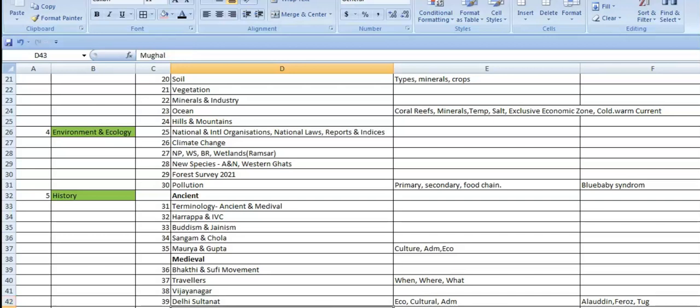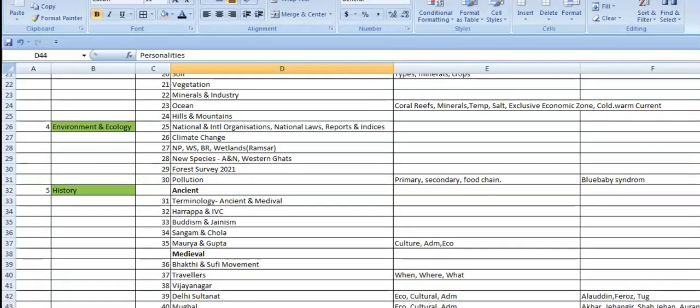Next one is the Mughals. There, very important is Akbar, then Jahangir, Shah Jahan, and Aurangzeb. These four are very, very important.